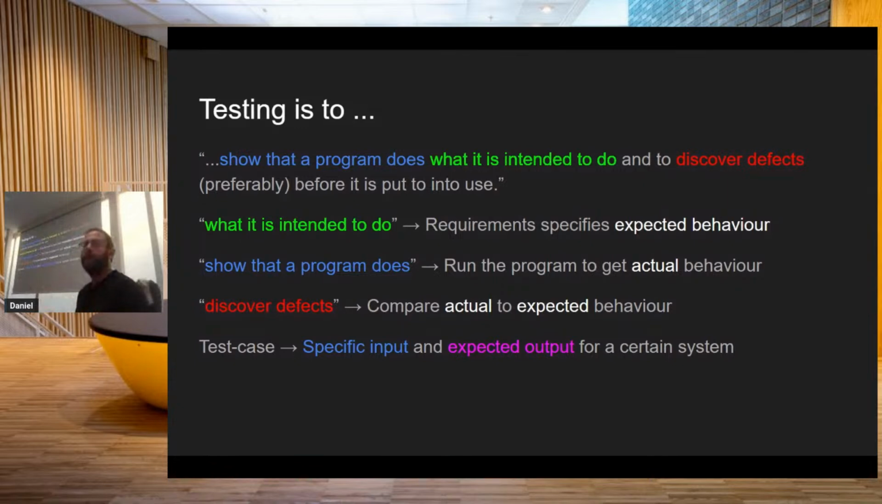Yeah, and then we discover defects, right? So we compare the actual behavior to the expected behavior. And if these match, then we do not have a bug. If they do not match, then we have a bug, right? So a test case is specific input and expected output for a certain system. How should it work with these inputs?